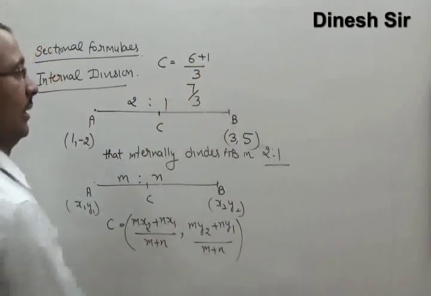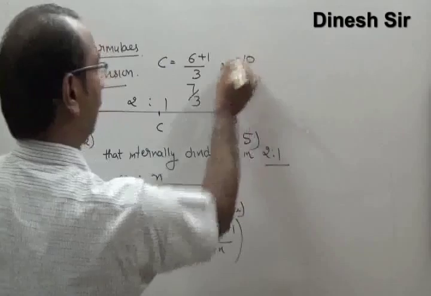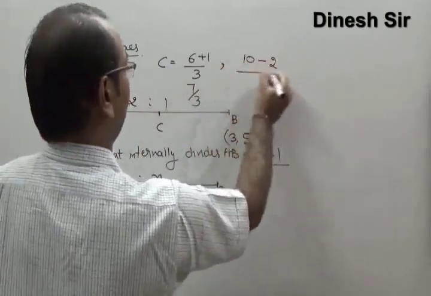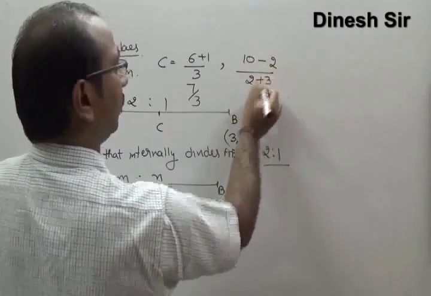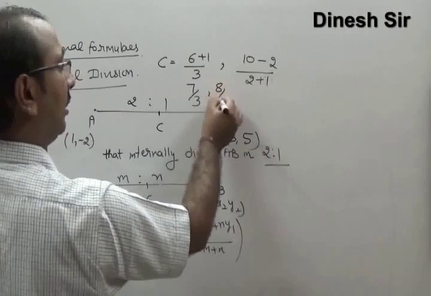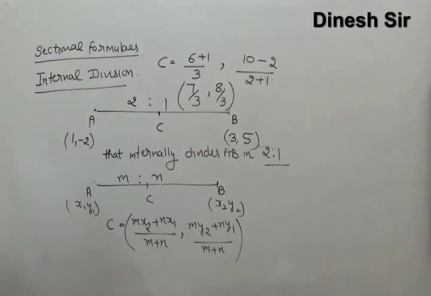That is the abscissa. Second we find the ordinate. 2 into 5 gives you 10, and then 1 into minus 2 gives you minus 2, divided by 2 plus 1, that is 3. Here I can say 10 minus 2 is 8, that is 8 upon 3. So we can say that the coordinates of C that divides it internally are 7 by 3 comma 8 upon 3. It divides AB in 2:1.